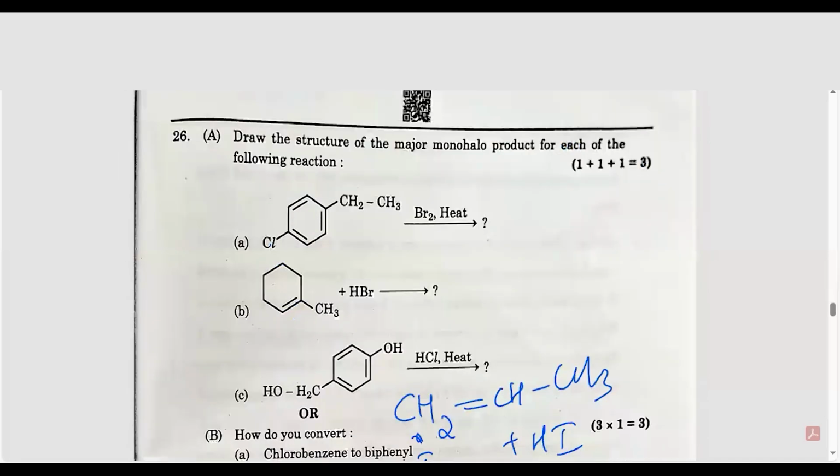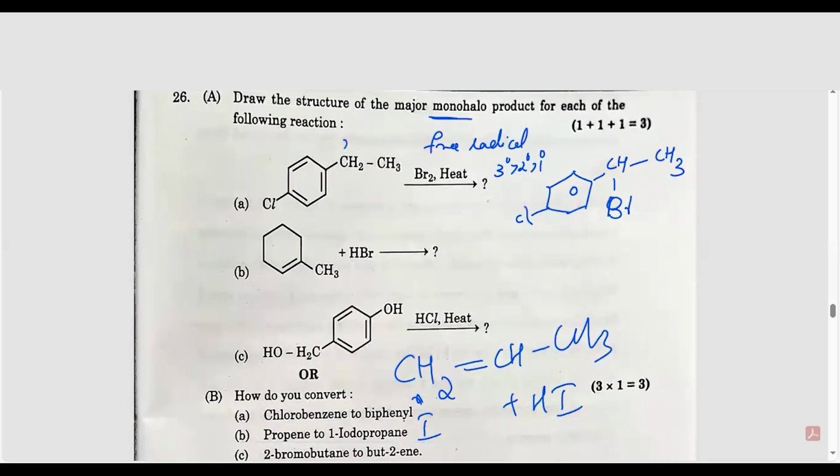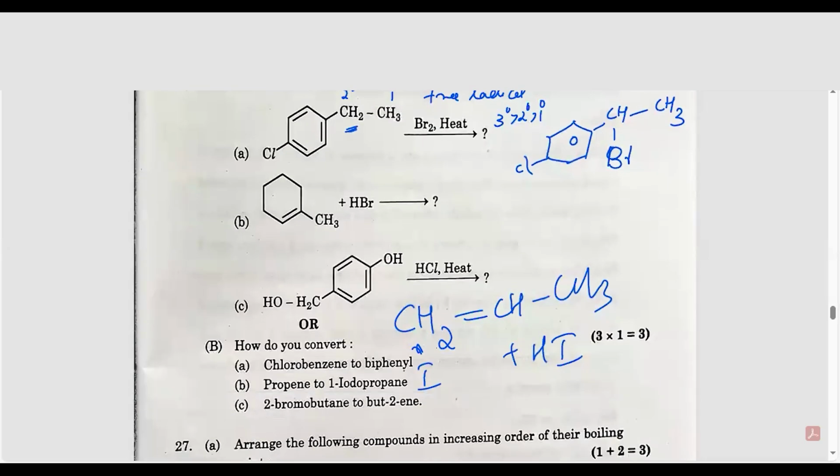Draw the structure of the major monohalo product for each of the following reactions. Monohalo means one halogen should be substituted. In this case, bromine in the presence of heat, so this is a free radical reaction. In a free radical reaction, tertiary radical is more stable than secondary and primary. So what will be the product? It will be like this: Cl is in the ortho position and Br will be substituted here. This is the secondary position, this is primary, so here will be most stable. Then this is HBr with CH3.